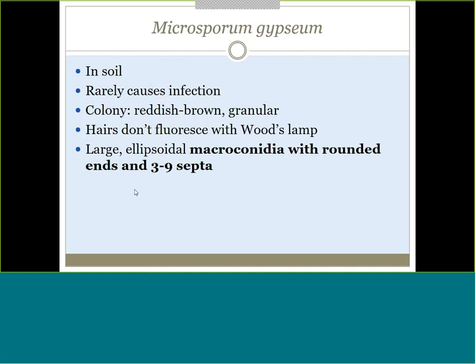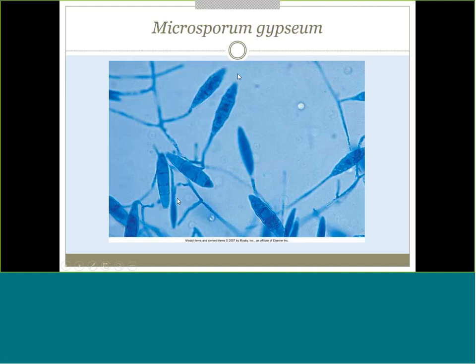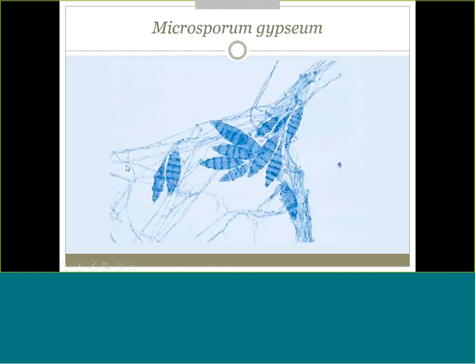It doesn't cause that much infection, but just in case you get asked, its macroconidia under the microscope have more rounded ends. Still has about 3 to 9 septa, but a lot more rounded ends. These are not quite the point that it comes down to with the other one. Definitely know Microsporum canis over this one, but if you want to know both, I would. And then here it is again, not quite that curved down point.